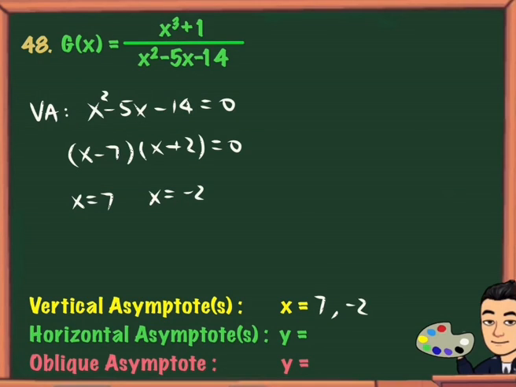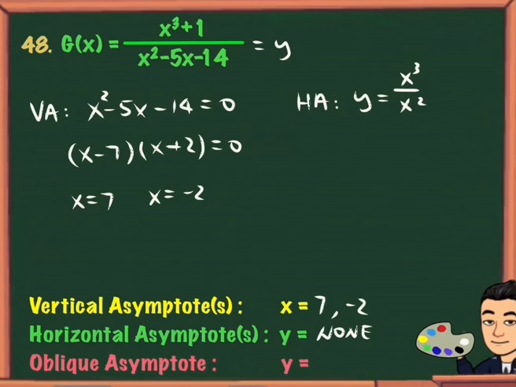So if you look at the horizontal asymptote, set the function equal to y, and then just go ahead and compare the highest degree of the numerator to the denominator. And it looks like you're not going to have the horizontal asymptote because your numerator has a higher degree than the denominator, so that makes it none.